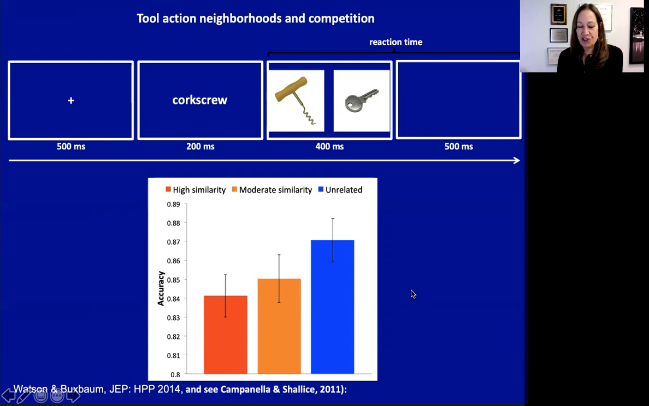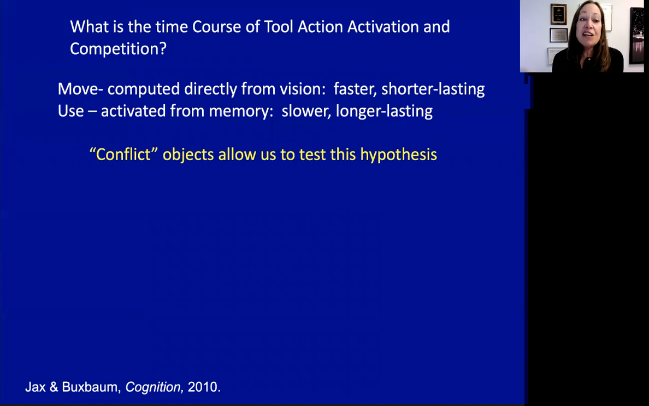So now I'm going to turn to another aspect of these tool action semantic representations. You recall that I talked about the fact that in the use system, the activations are slower acting because they're drawn from memory, than in the move system, where we think the actions are driven by current visual information and more rapidly decaying. So the next study I'm going to tell you about looked at the time course of activation of tool actions.